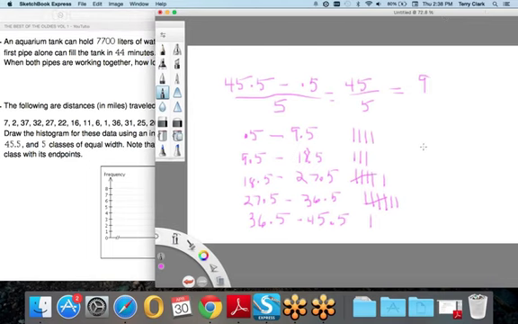Okay, so now we just get to count them up. 1, 2, 3, 4 tallies for the first one. Okay, 3 tallies for the next one. 6 tallies. 7 tallies. And then 1 tally. Okay, so those are all our numbers right there.